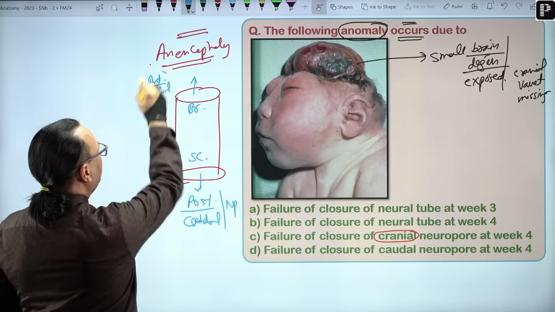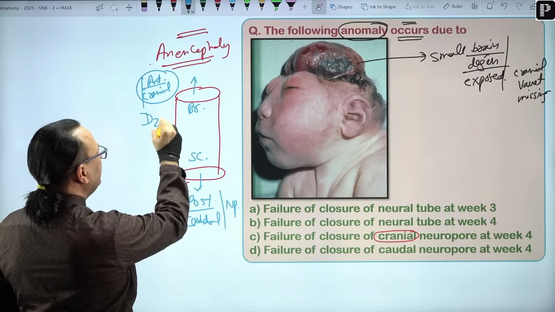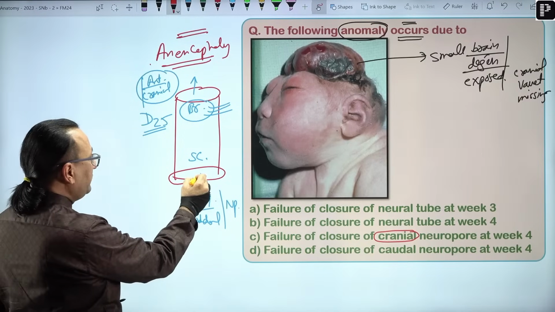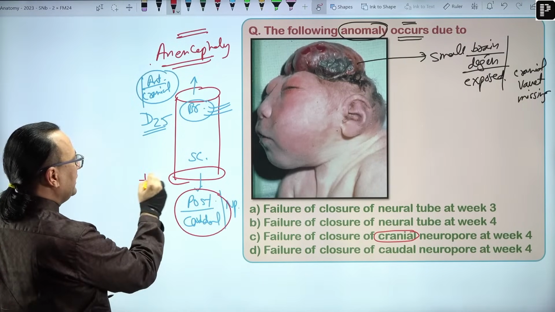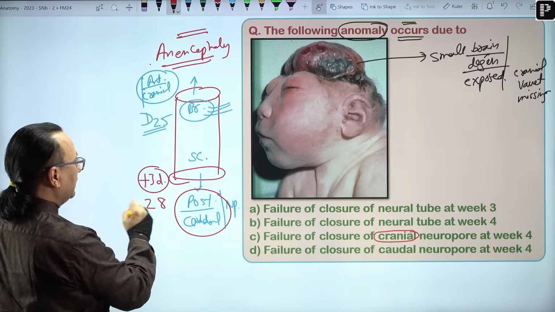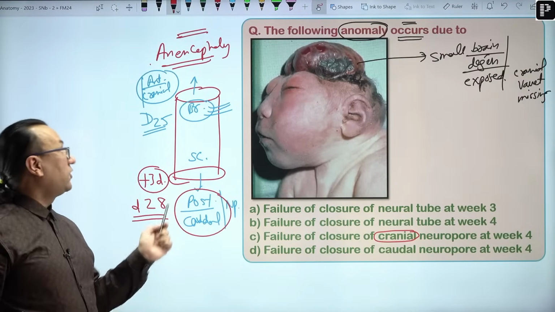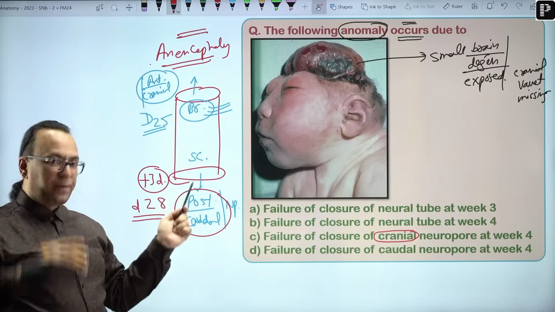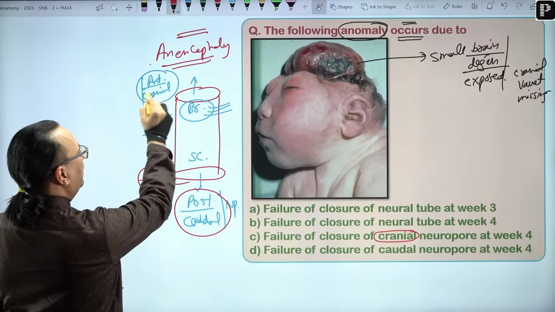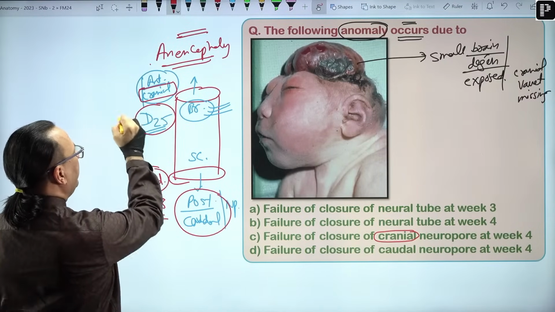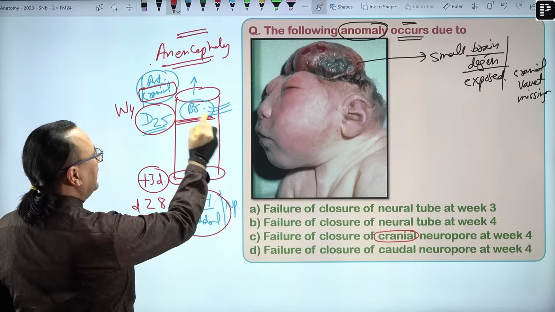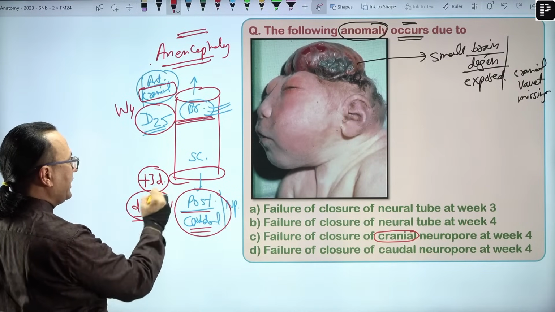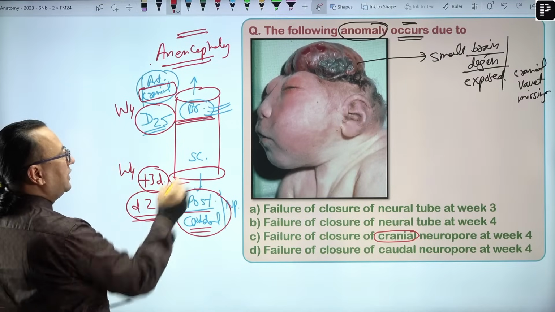Normally what happens is the anterior neuropore will close by day number 25, so that the brain will form properly. And the posterior neuropore should close after 3 days. After 3 days means day number 28. But you can see that be it day number 28 or day number 25, this is the 4th week. So by the 4th week, these openings should close, and as the anterior or cranial neuropore closes by day number 25, that is week number 4, then the brain will form properly. And if the posterior neuropore, which is also called the caudal neuropore, closes after 3 days, that is day number 28, but still week number 4, then the spinal cord will form.